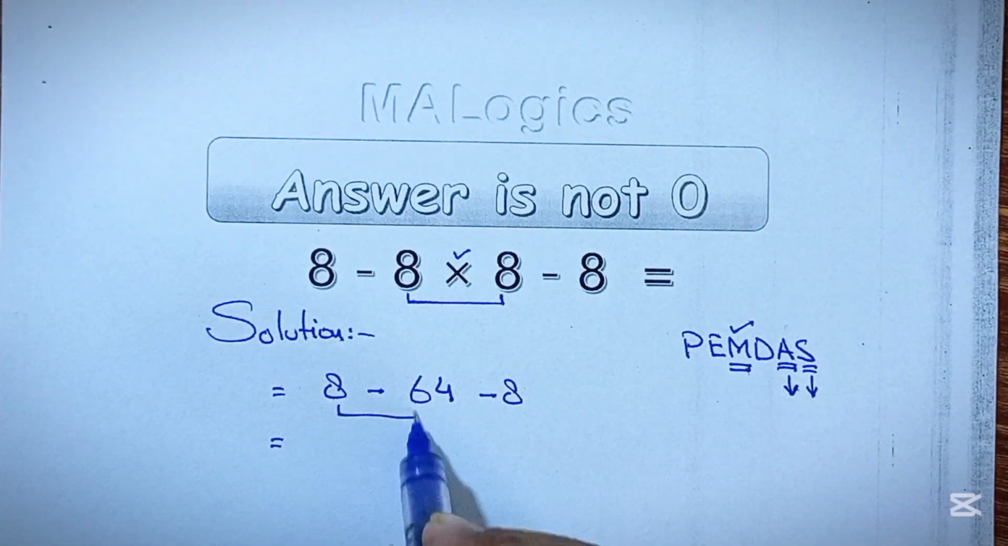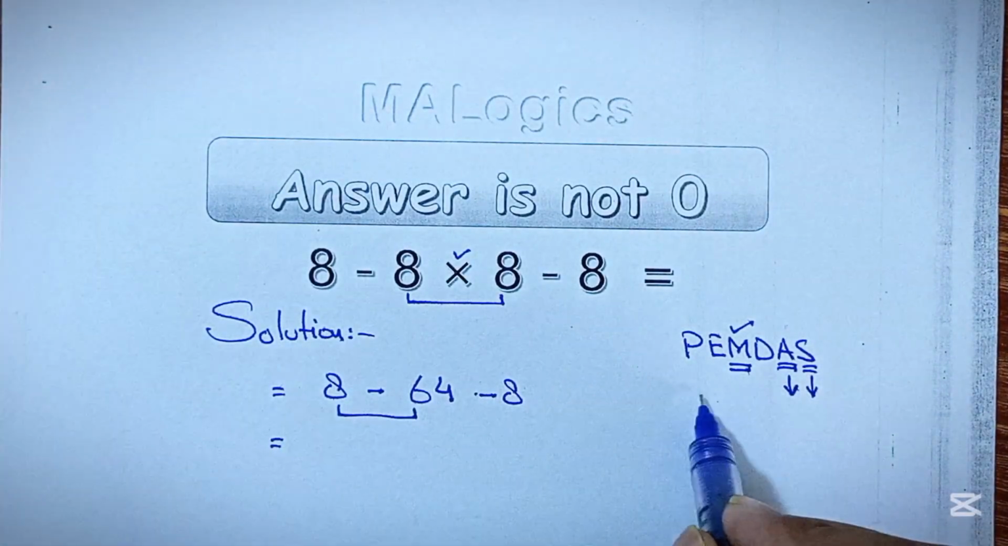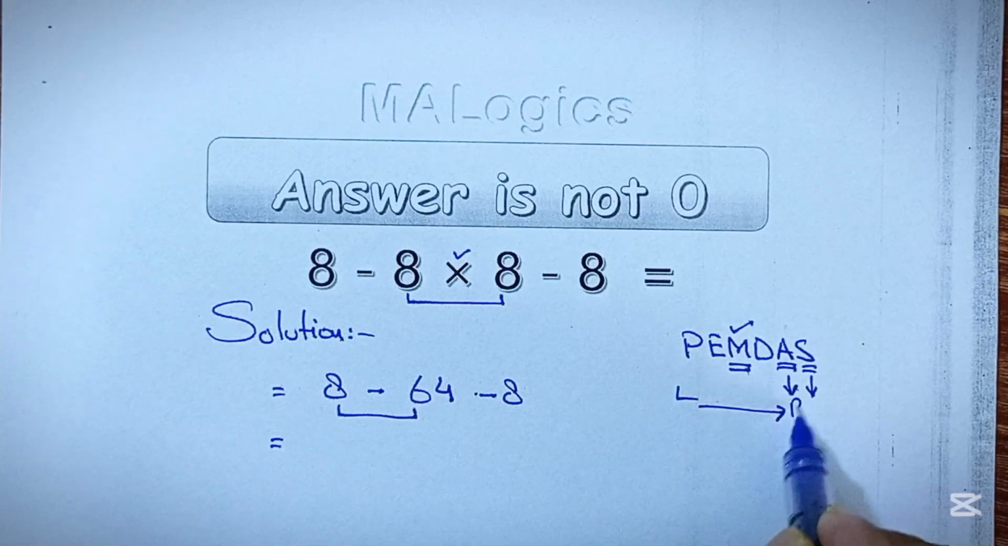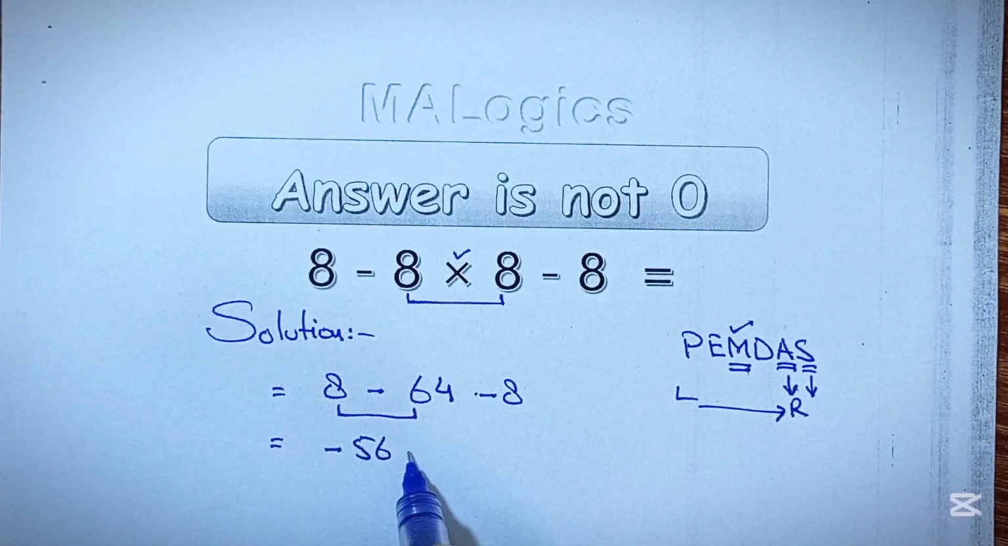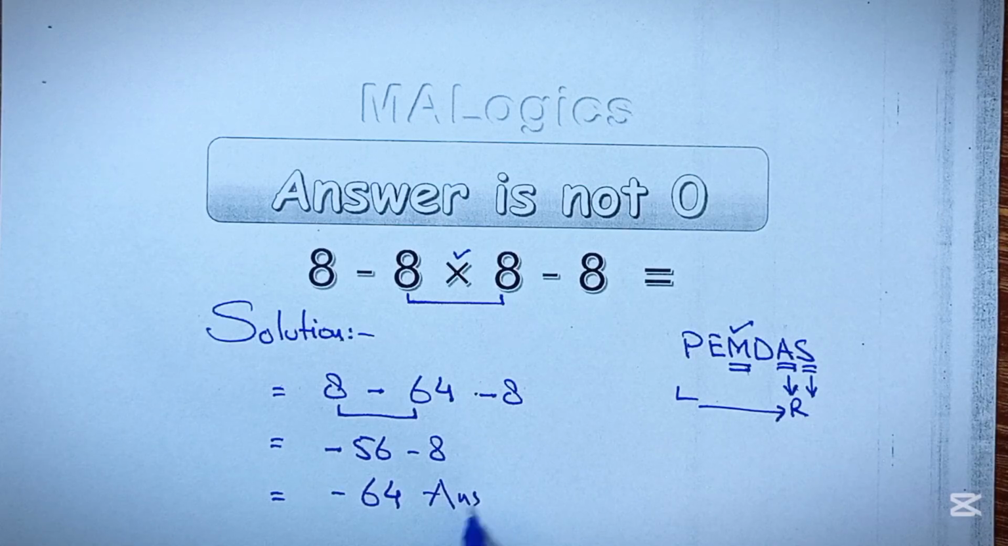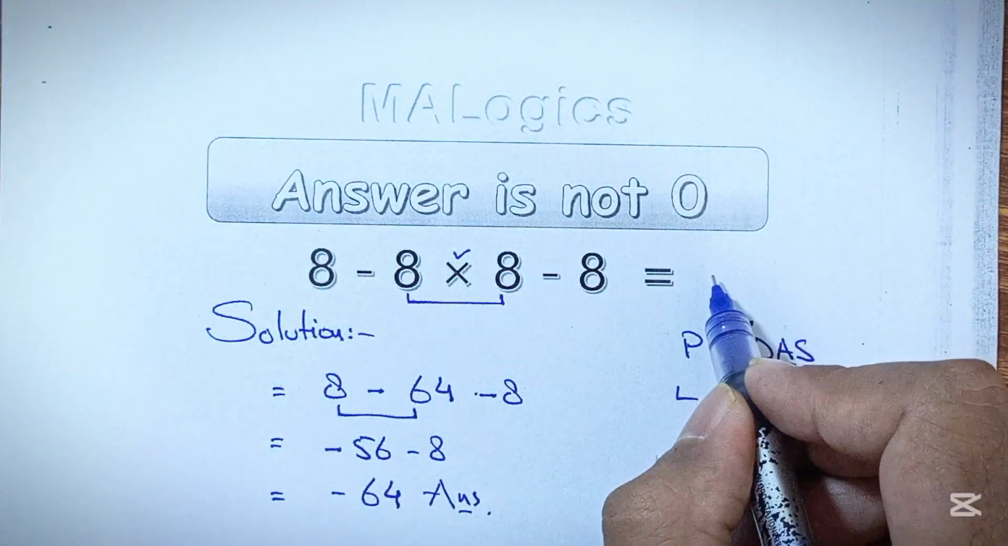Now in the next step, I'm solving the left one, because of the math sequence, which is from left to right. Here, 8 minus 64 equals negative 56. By subtracting 8 from negative 56, it gives us negative 64. This is our final and correct answer for the problem stated above.